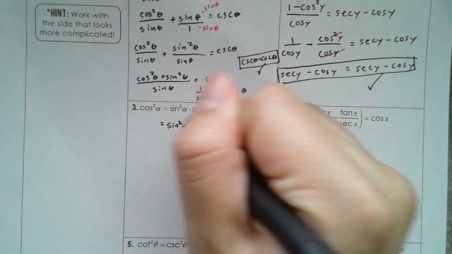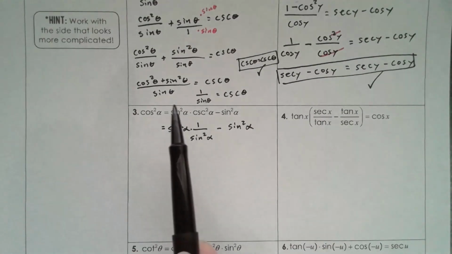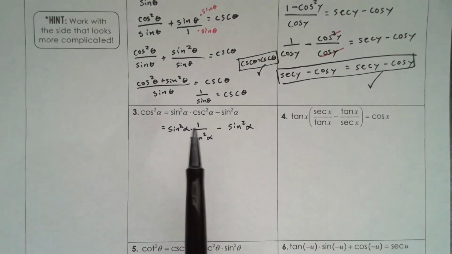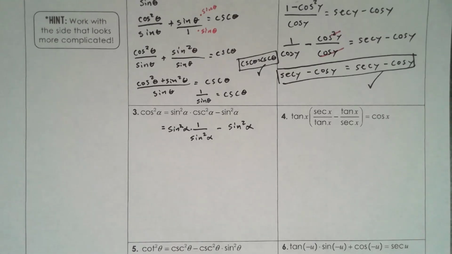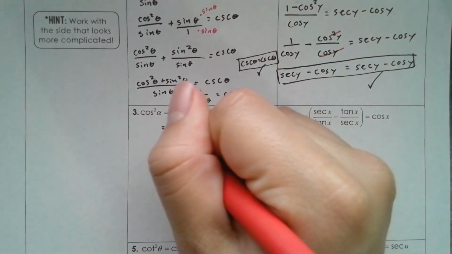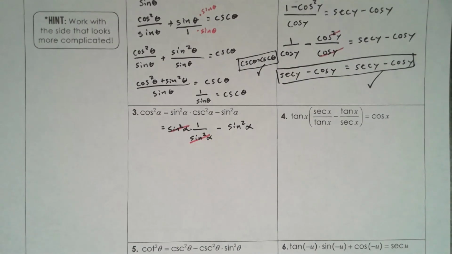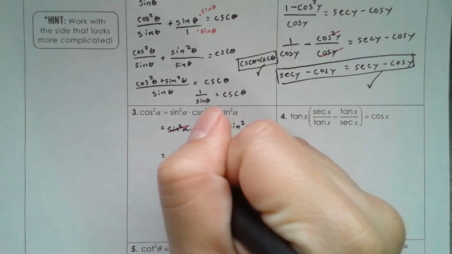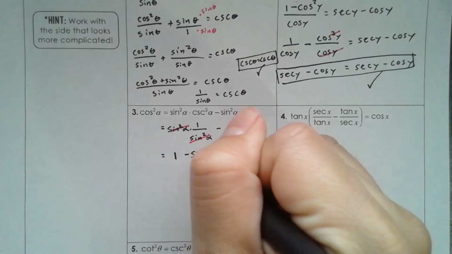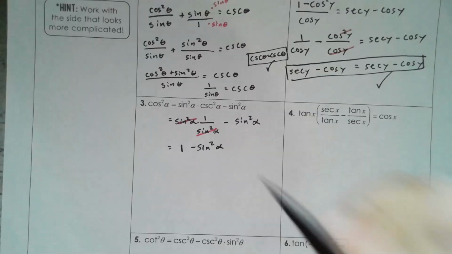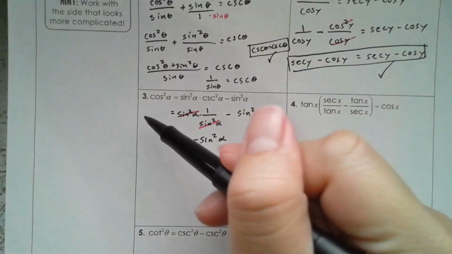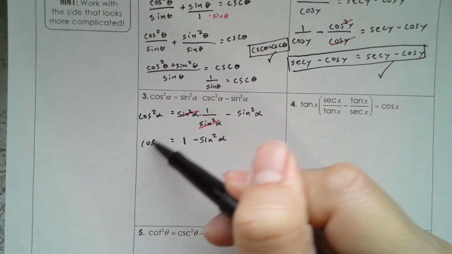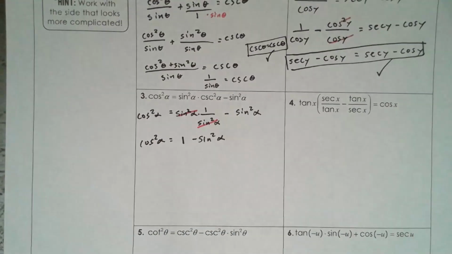Okay, these two here are being multiplied, so when I apply the identity, by the properties of fractions, those are going to cancel. So then you're left with just 1 minus sine squared alpha. Okay, and then, oops, I forgot to put my cosine squared alpha there.